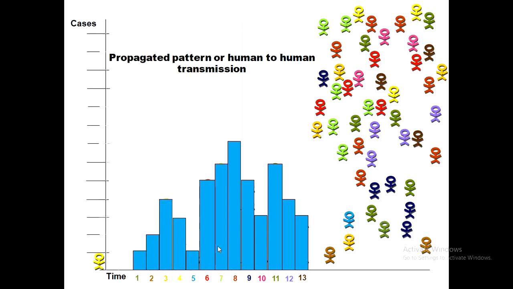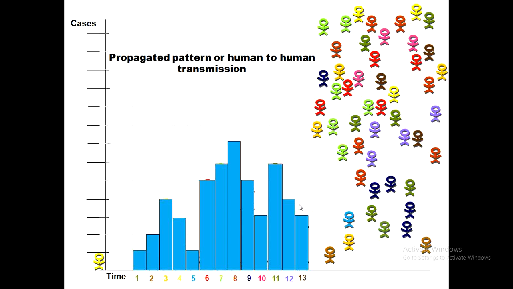So it presents itself with different waves. For example, if the number of cases has increased and now they are decreasing, again there will be an exposure to the susceptible population, and then again we will see a large number of cases. Once these cases settle down and we are going towards the decline, again there will be transmission from human to human, and another wave which shows the propagated pattern.